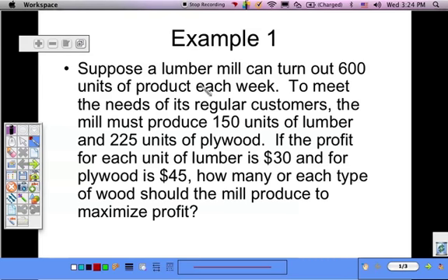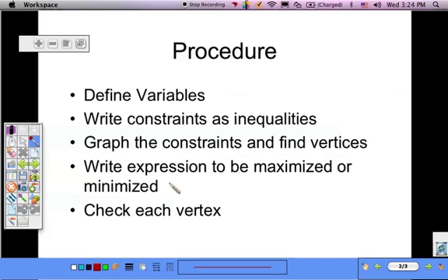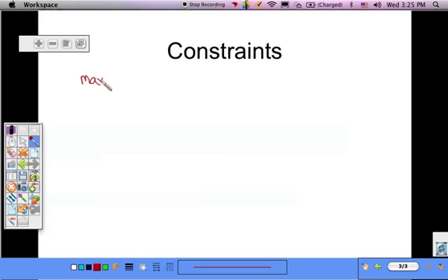Define the variables. Well, let's take a look back at example 1 and highlight what we have here. We can turn out 600 units of product each week. To meet the needs of its customers, the mill must produce 150 units of lumber and 225 units of plywood. If the profit for each unit of lumber is $30 and the plywood is $45, how much of each type of wood should the mill produce to maximize profit? So we can look at this in a couple ways. We can start looking backwards, and even though our last step was to write the expression to be maximized, we have it right there. We want to maximize profit. So I'm going to write that down. Maximize profit. Okay, so that's what we want.